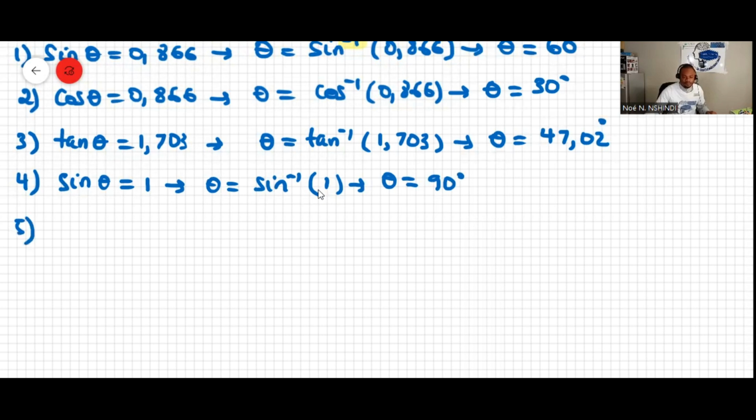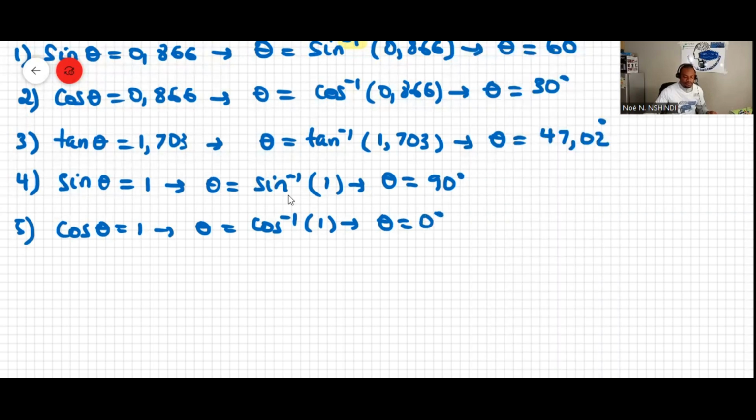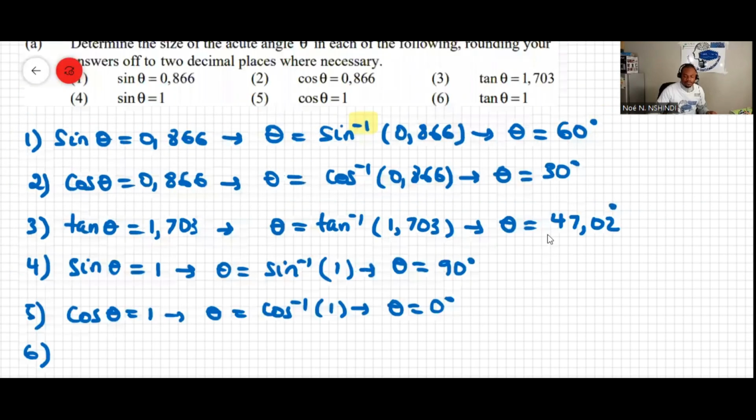Question 5. Cos theta equal 1. We do the same process. Theta will be cos -1 of 1. If you check in the calculator, shift cos 1, close bracket, and we get 0. So this will be equal to 0 degrees. And then question 6, we have tan theta is 1.